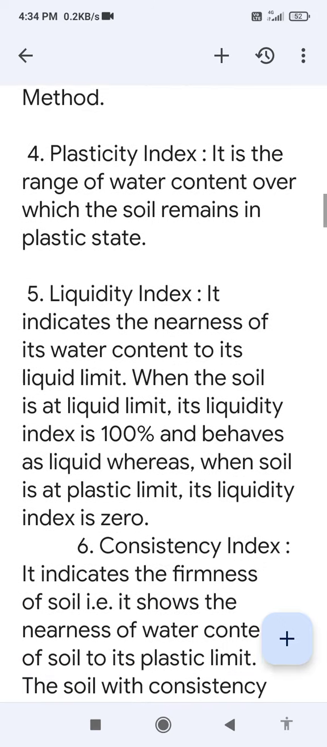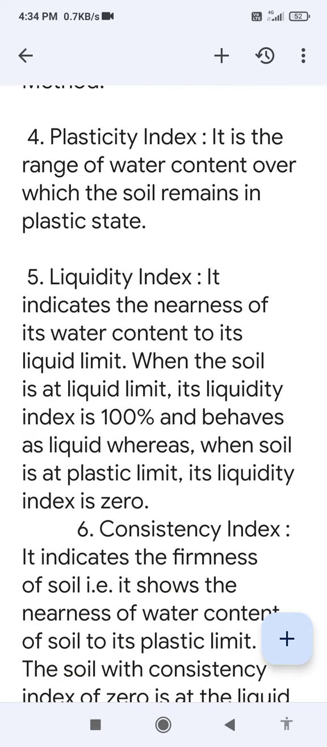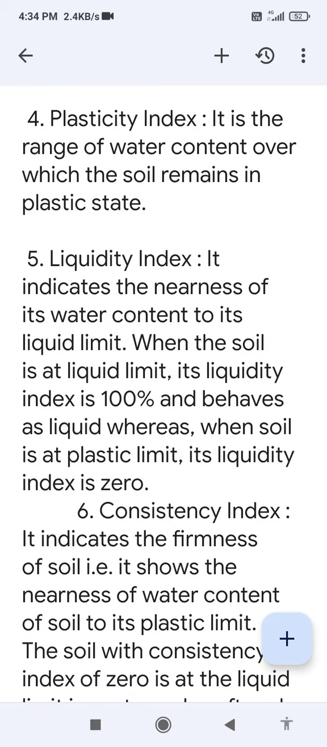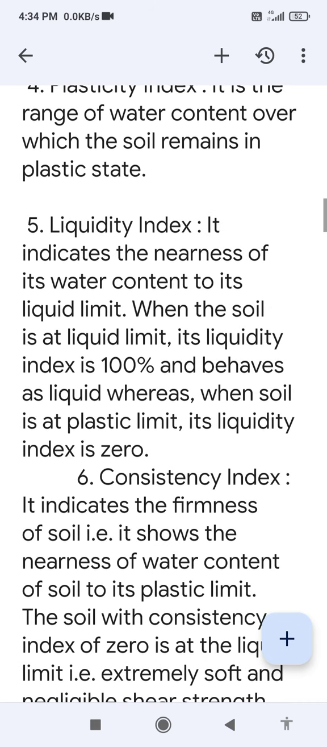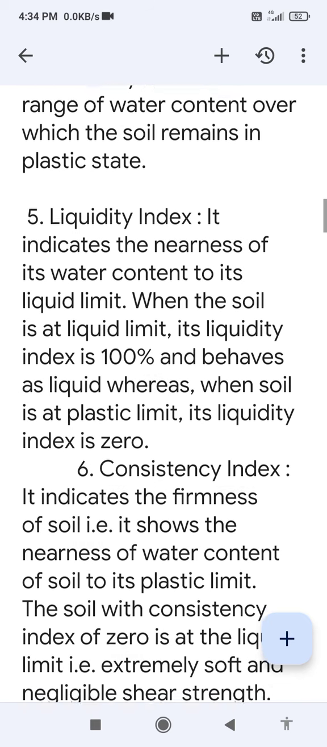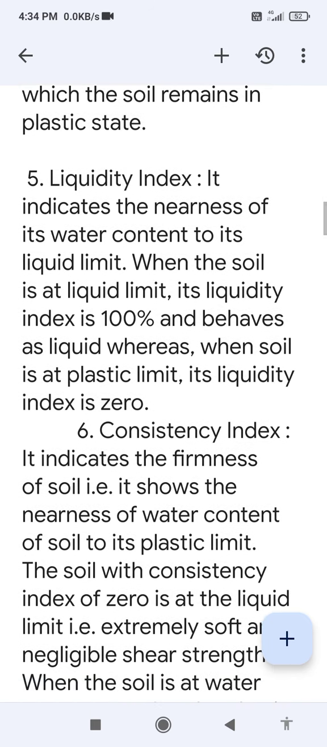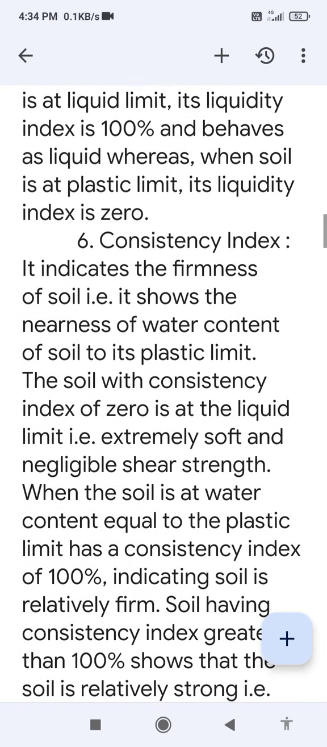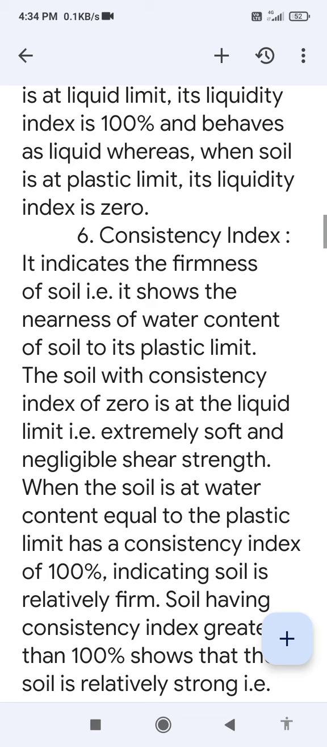4. Plasticity index. It is the range of water content over which the soil remains in plastic state. 5. Liquidity index. It indicates the nearness of its water content to its liquid limit. When the soil is at liquid limit, its liquidity index is 100% and it behaves as a liquid, whereas when soil is at plastic limit, its liquidity index is 0.